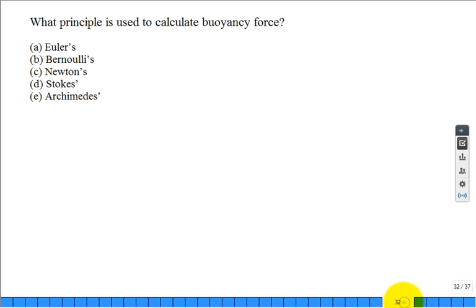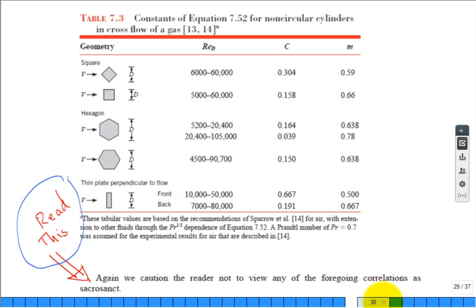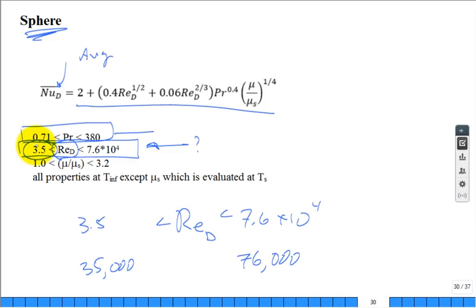All right, I can find my slide. So it is 3.5. It looks weird. Okay. And then the range of ratio of viscosities. All properties at T infinity except mu sub S, and you see that right there. Again, this is a red flag. If you see Pr sub S or mu sub S, essentially all of the other properties are evaluated at the free stream except that one at the surface.